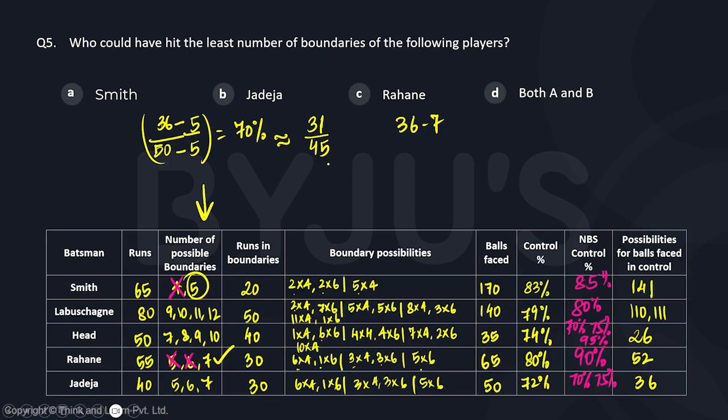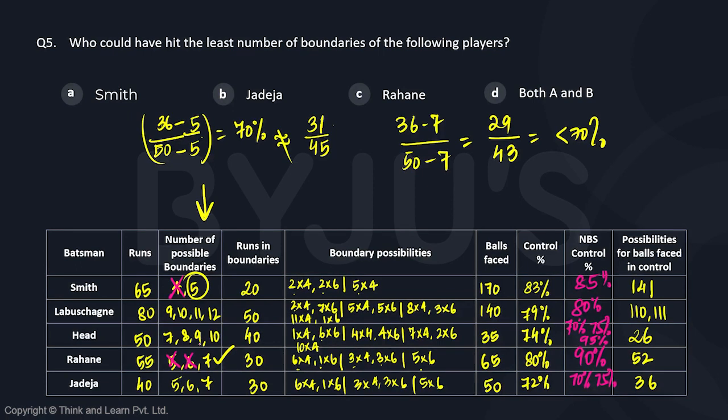45 into 6 is 18. 18 plus 12.5 is 30.5. So it's not 31. And if we take 36 minus 7 upon 50 minus 7, this is going to give us 29 out of 43, which was less than 70%. So both of them are going to be less than 70%. So obviously he did not hit 5, Jadeja.